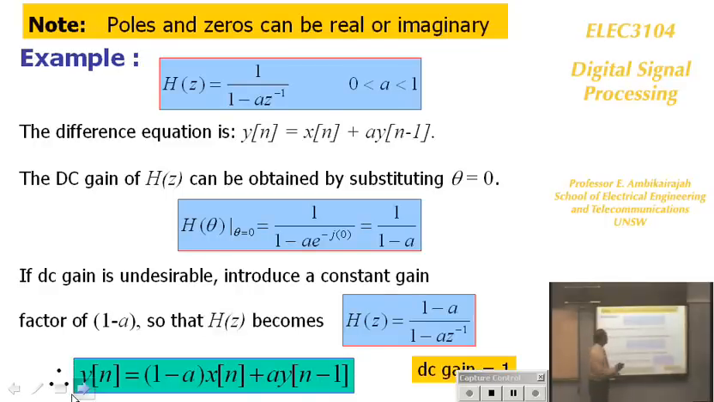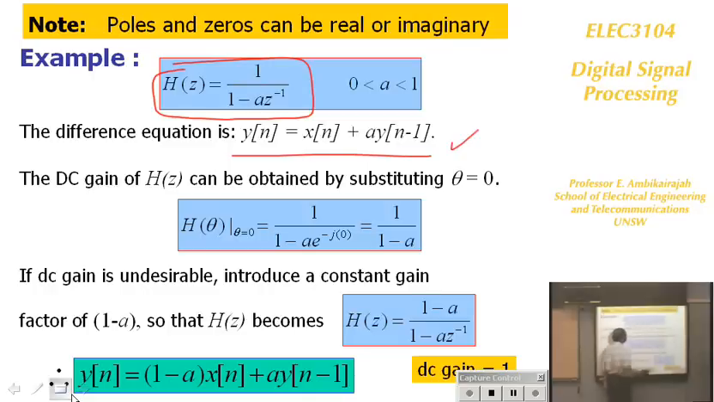Let's now look at another example where you've been given a first order IIR filter. The difference equation for that is this. You can try it out. Now I'm going to find out the DC gain. What is DC gain? DC gain means, in the analog case, f equals zero. In the digital case, we say theta equals zero and you get the DC gain, right?